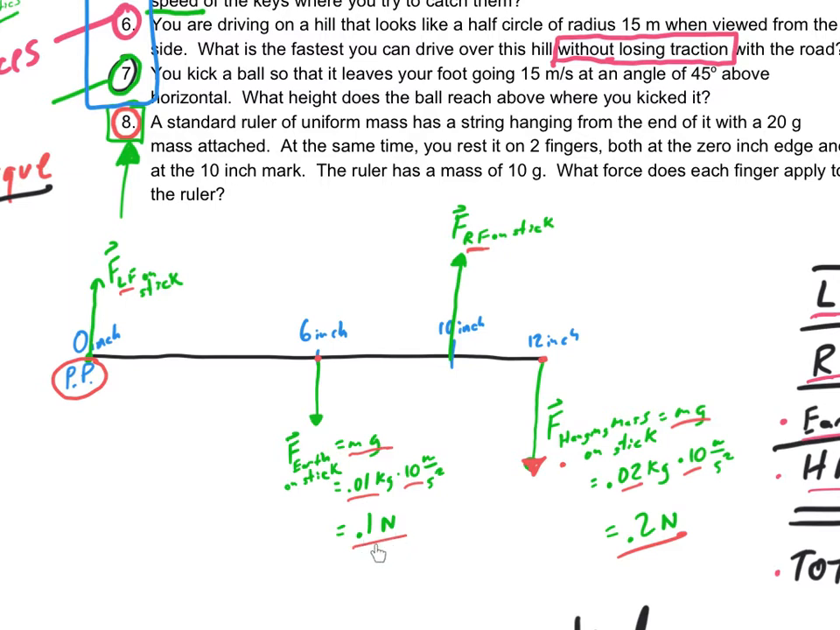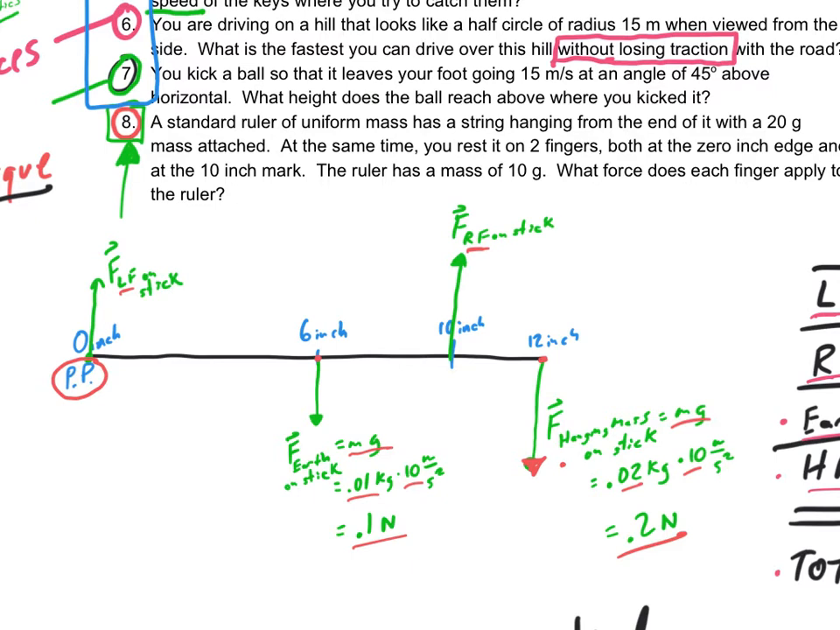Multiplying those out gives me 0.1 newtons. So this is a 0.1 newton force downwards. There's a hanging mass as well. The hanging mass is twice the mass. So that 20 grams is actually 0.02 kilograms multiplied by 10 meters per second squared, which gives me 0.2 newtons downwards. That's our two downwards forces. That's the weight of the different objects.